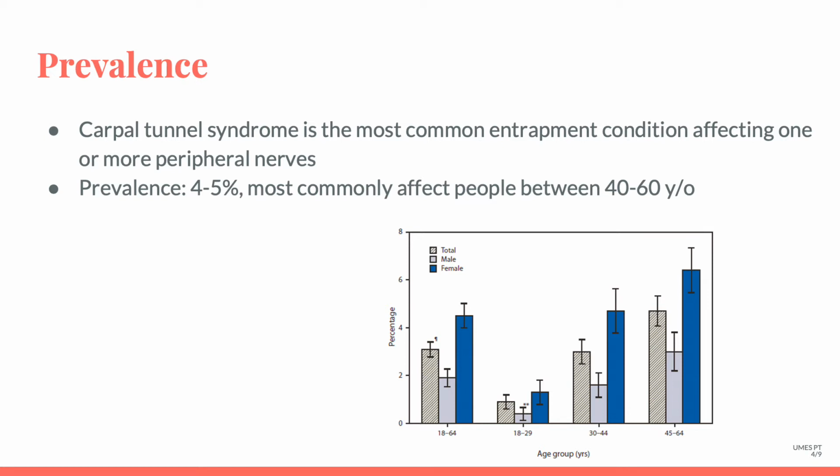Carpal tunnel syndrome is the most common entrapment condition affecting one or more peripheral nerves. The prevalence is 4 to 5%, with most commonly affected people between the ages of 40 and 60 years old. And females are the most often diagnosed with carpal tunnel. Here we have a graph showing how much more prevalent it is amongst females than males, and it also shows you the age distribution. You can see that the 45 to 64-year-old age group has the highest prevalence of carpal tunnel.